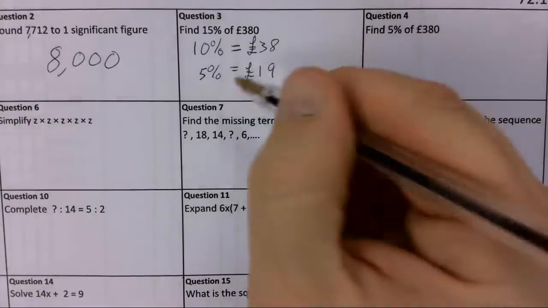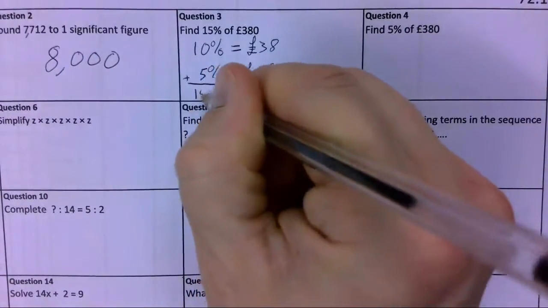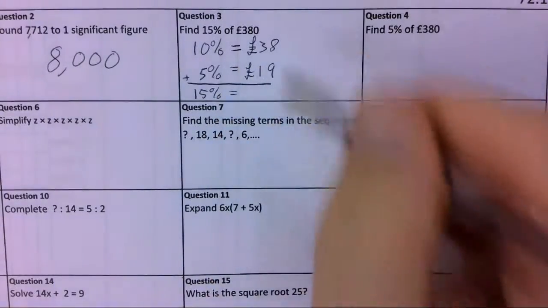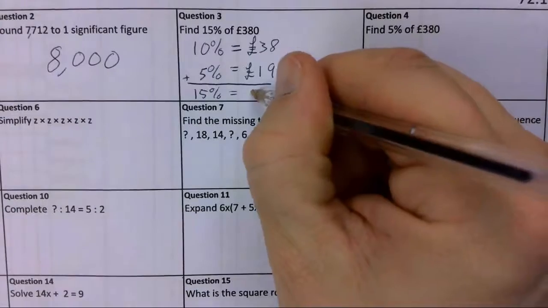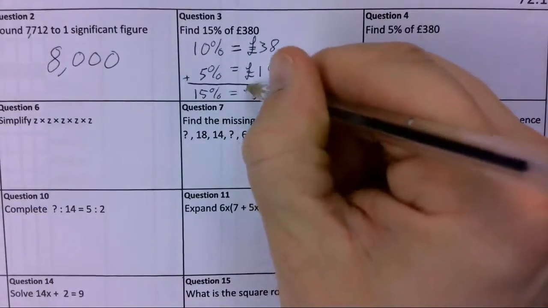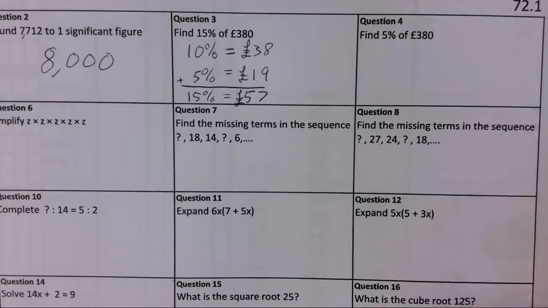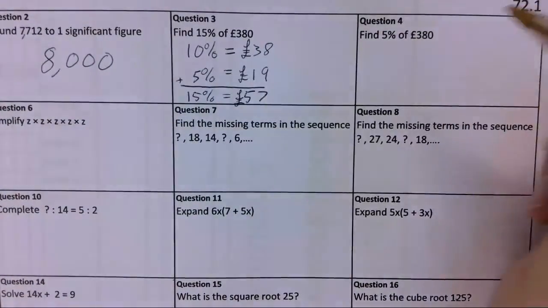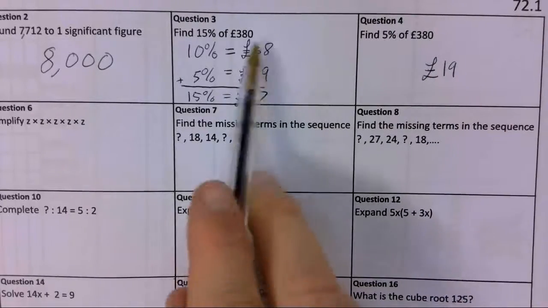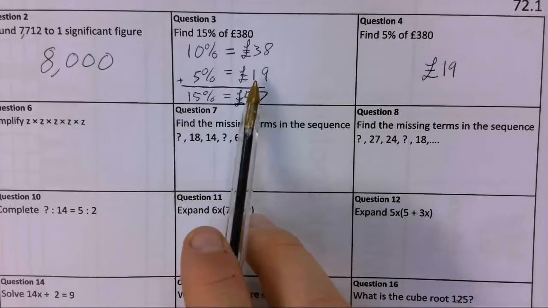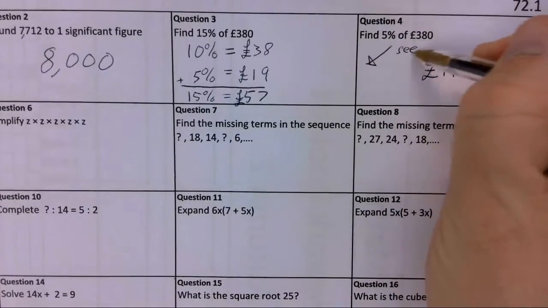So to get 15%, I'm going to add the 10% and the 5%. So I'm going to have to add 38 and 19. 38, 48, 58, 57 pounds. 5%, oh, we've already just found 5% there. It was 19 pounds. The working out is here. So 10% is 38, 5% is 19. So I'm just going to put C working there.